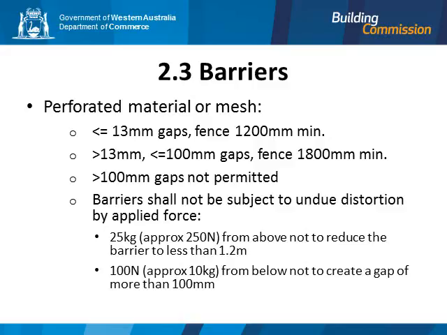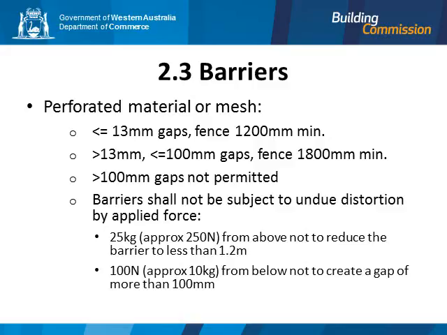Perforated materials or meshes are similar to the 1993 edition. Gaps less than 13 mm are permitted within a non-climbable zone. Gaps between 13 mm and 100 mm can be used in a barrier that is at least 1.8 metres high. Gaps exceeding 100 mm are not permitted. The old standard required a strainer wire at the top and the bottom of the barrier. This has been removed and replaced with tests.